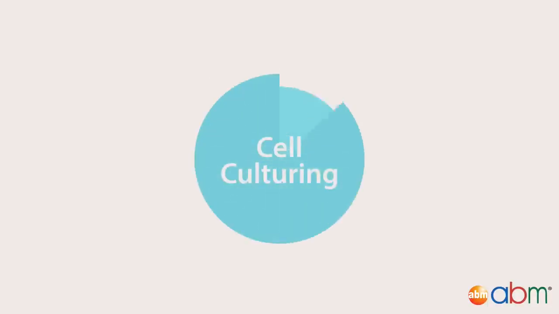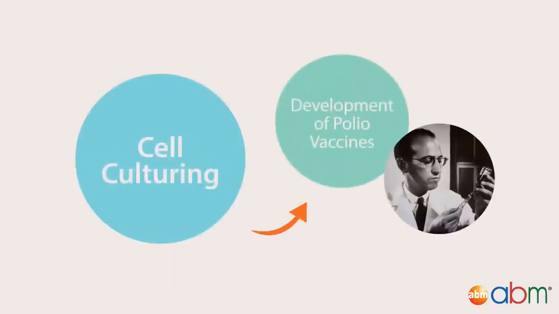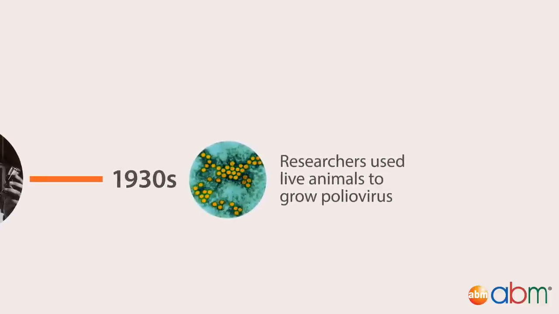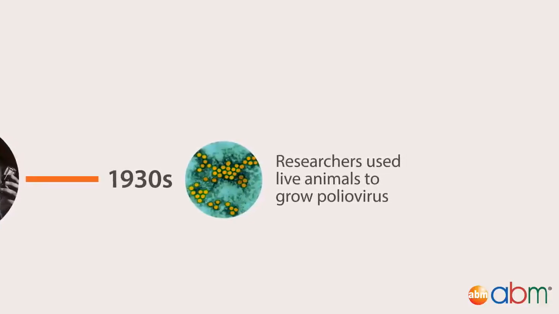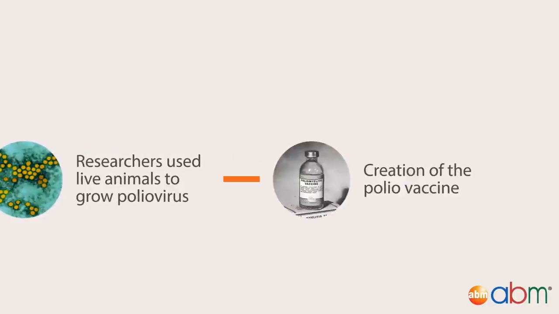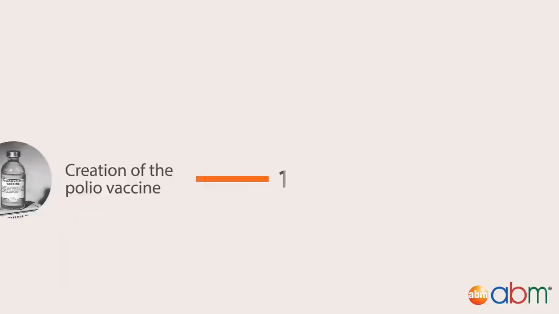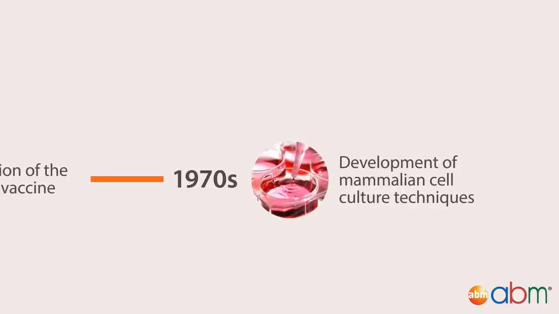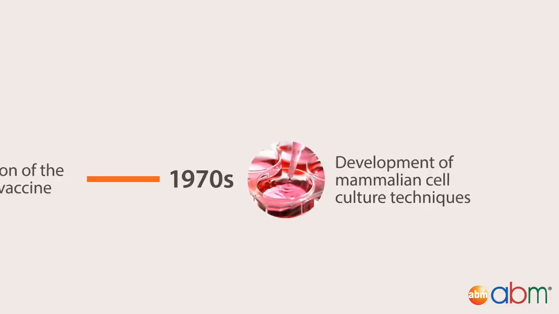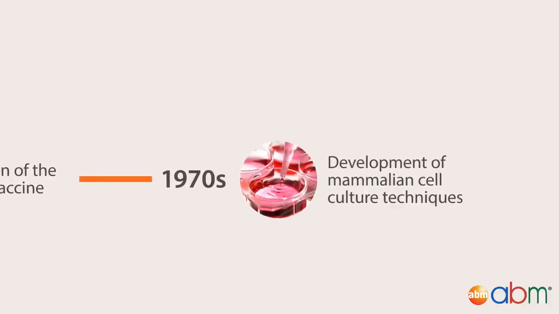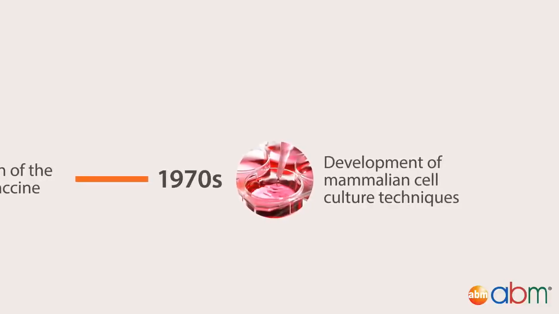One of the major contributions of cell culturing is the development of polio vaccines. Back in the early 1930s, researchers had to use live animals to grow poliovirus. But with cell culture, researchers were able to have greater control of virus production, which eventually led to the creation of the vaccine. Fast forward to the 1970s, mammalian cell culture was used to create properly folded and glycosylated proteins, such as interferons and antibodies, that were impossible to make in prokaryotic E. coli cells because E. coli cells lack post-translational modifications.